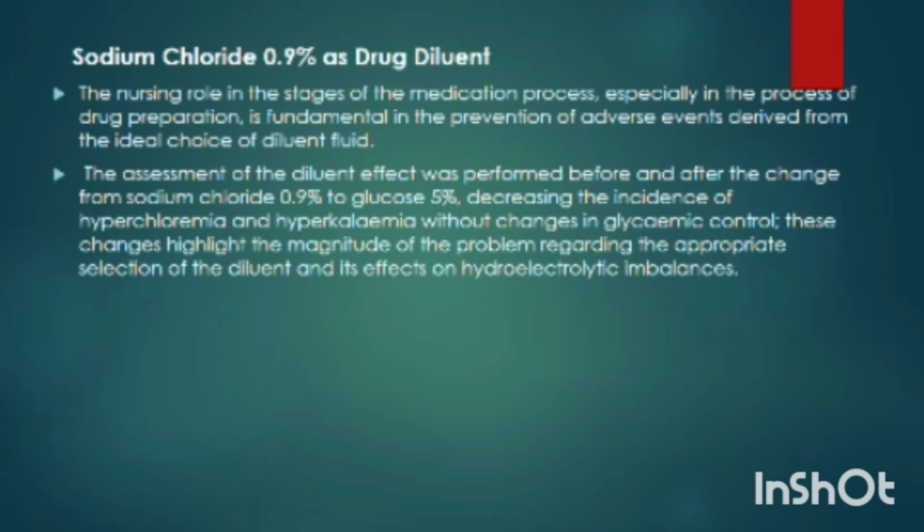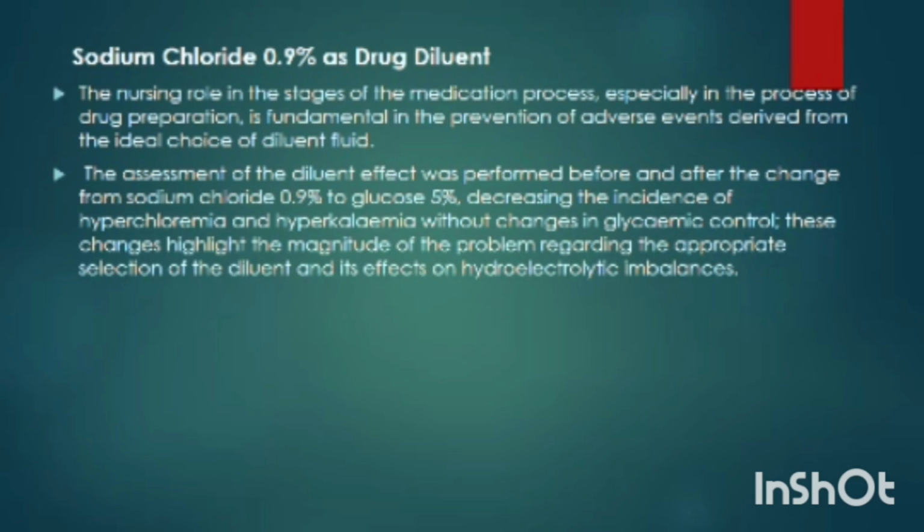Lastly, sodium chloride 0.9% as drug diluent. We use sodium chloride in all cases when we want to dilute an antibiotic or any other medication. Instead of sodium chloride, use 5% dextrose, because this will prevent hypernatremia to some extent and also prevent hyperchloremia. And if you use 5% dextrose, studies have found that there is no risk of hyperglycemia. So instead of sodium chloride, use 5% dextrose as a diluent.